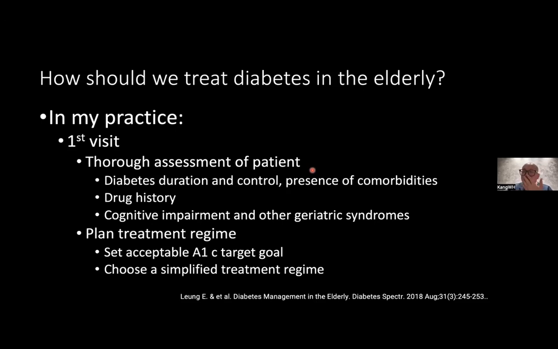So you don't have to aim too low. For instance, A1C of 7%, which is quite good, just maintain it. But if it's very high, they can go slowly, stepwise reduction of A1C. And choose a simplified treatment regime. If possible, I'll try to use a fixed combination if the patient can afford, and try to use a daily regimen. For instance, some DPP4 you have daily, and some you have twice a day. So usually I'll aim for the daily, which is easier for the patient.